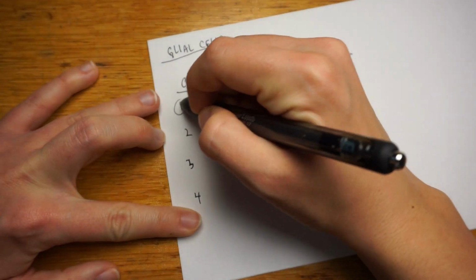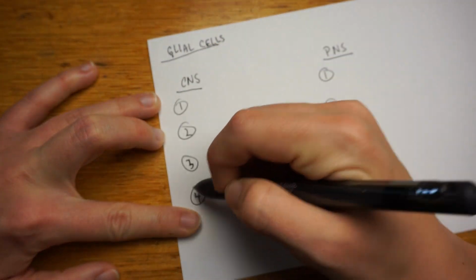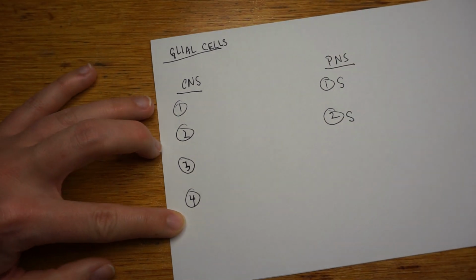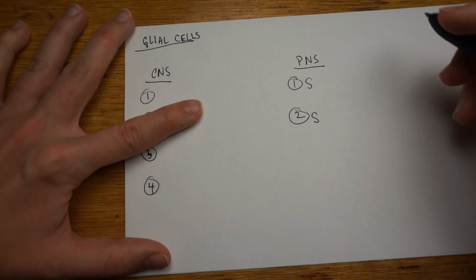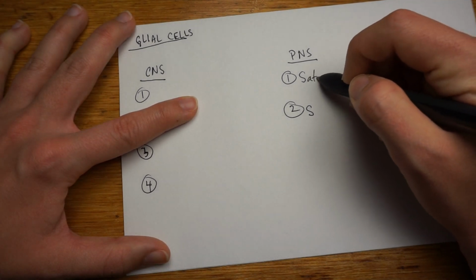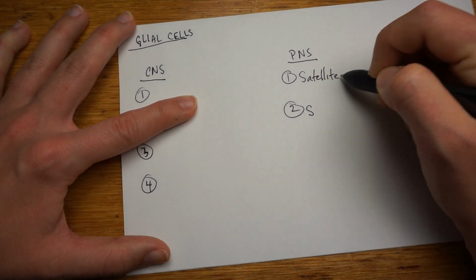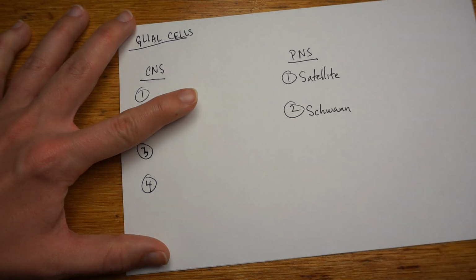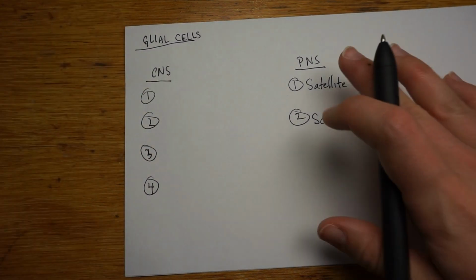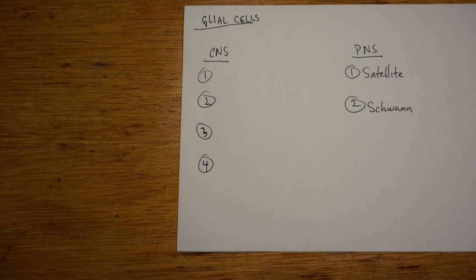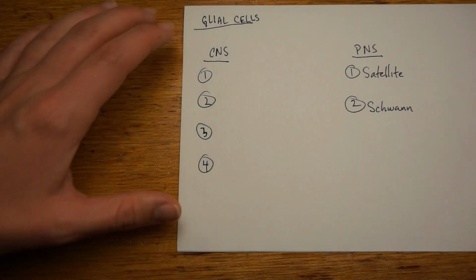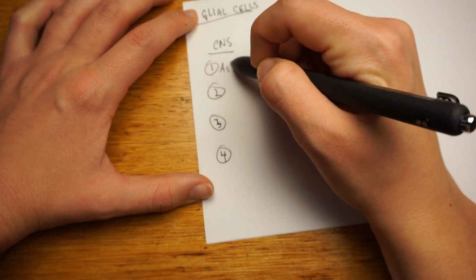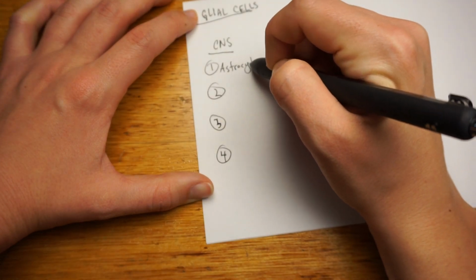And in the peripheral nervous system, there are only 2. Right away, when I'm writing these down, for peripheral nervous system I always put an S and an S here, because the 2 glial cells in the peripheral nervous system are satellite glial cells and Schwann cells. We'll talk about their functions in just a minute. So let's go back over to the central nervous system. The first one I like to start with is the first letter of the alphabet, so it is going to be your astrocyte.